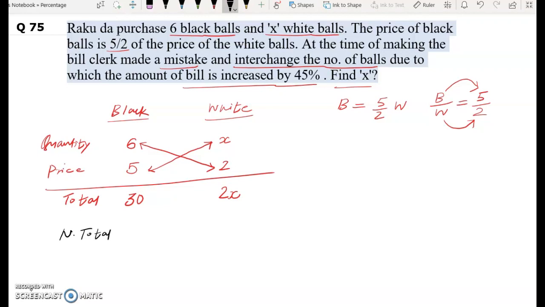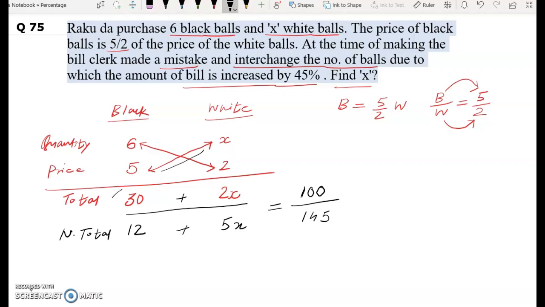will be 6 into 2 is 12. 5 into x will be 5x. Now the question says the earlier total was 30 plus 2x. And the new total is how much? 12 plus 5x. Now because of this interchange, the bill has been increased by 45%. So if we say our original bill or the old bill was 100, the new bill is increased by 45%. So 100 plus 45 will be 145.